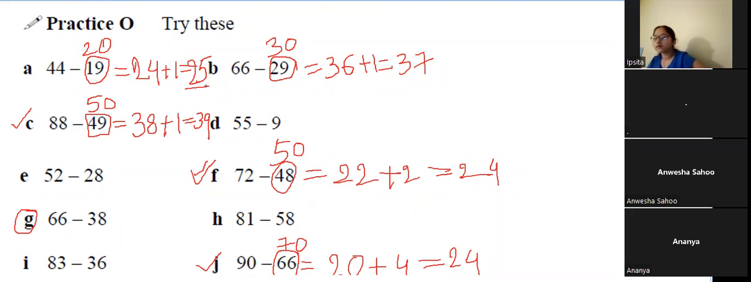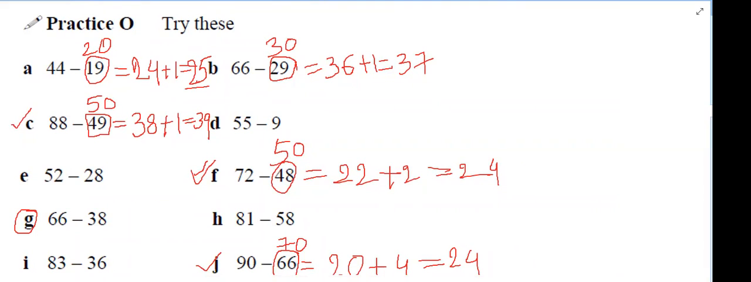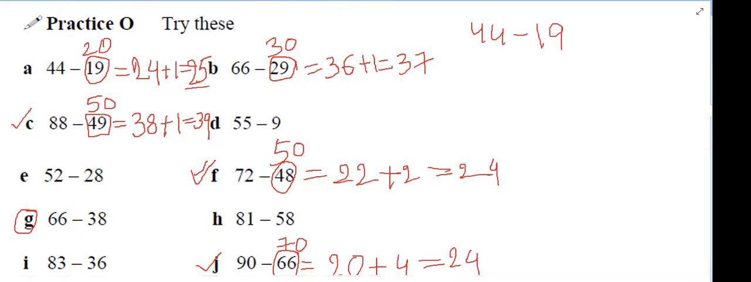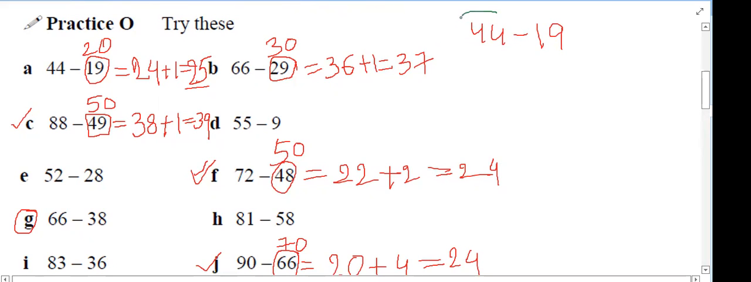I don't know how you got 45. How did you get 45? See, 44 minus 19. Whatever you add to the minuend, if you add that much to the subtrahend, the difference will be same always. The answer will be same. There will be no change in the answer. Because I am making 19 as 20, simultaneously I am making 44 as 45, such that there will be no change in the answer.